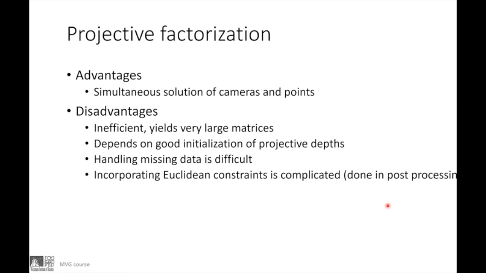The inefficiency is often handled in some papers by subsampling points. So it's not ideal, but that's what they do. Handling missing data, there are methods to find a low-rank factorization with missing data. This is more complicated to do, but can be done. Questions?